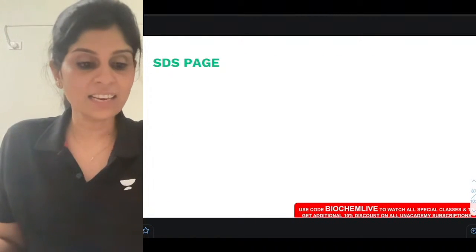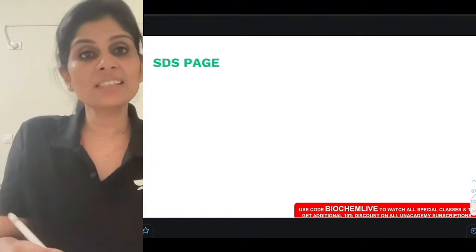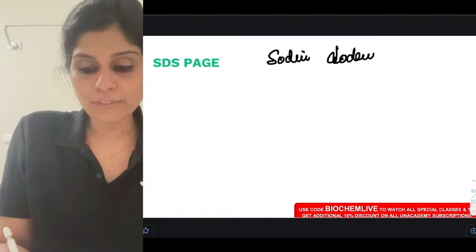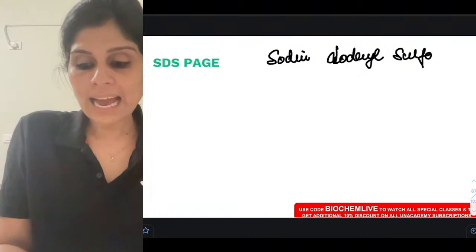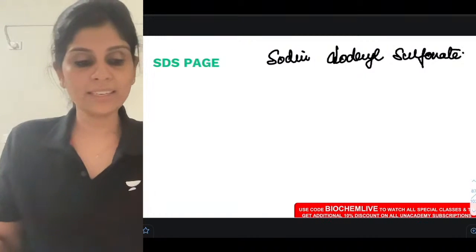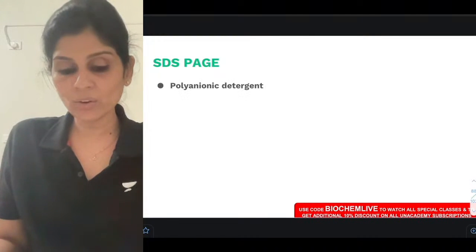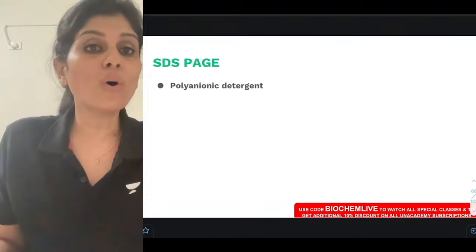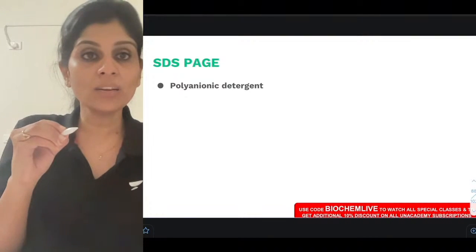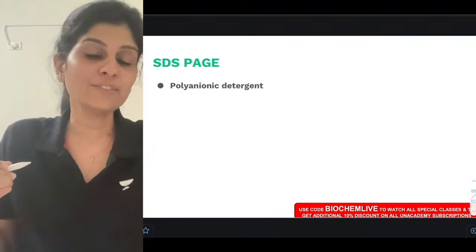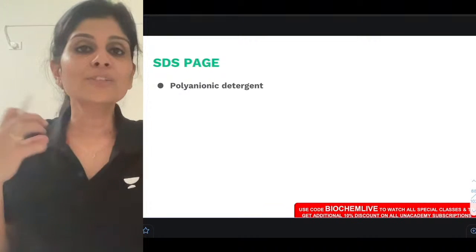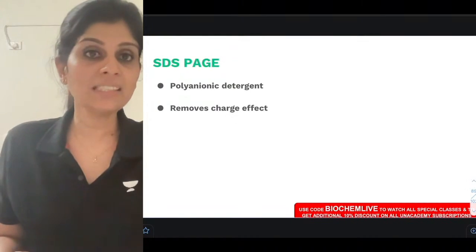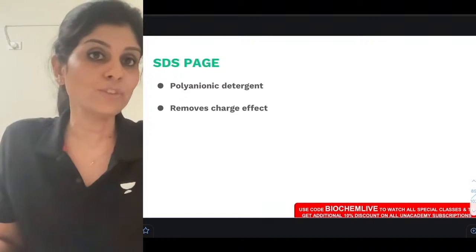What is SDS? SDS is sodium dodecyl sulfonate, and it is a polyanionic detergent. Do you all understand this? It's basically a polyanionic detergent. It means it adds numerous negative charges to all the proteins. When I say polyanionic, I mean to say it adds numerous negative charges to all the proteins. So that charge-based separation is ruled out.